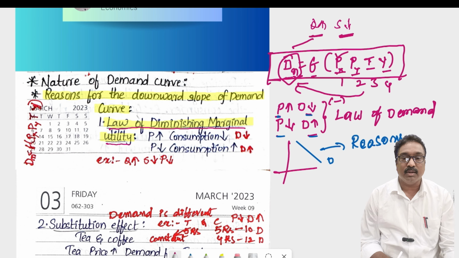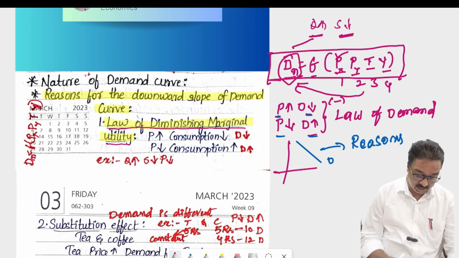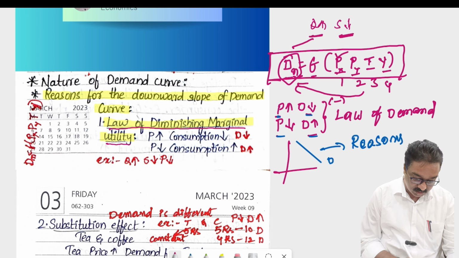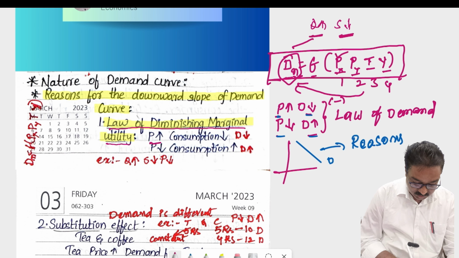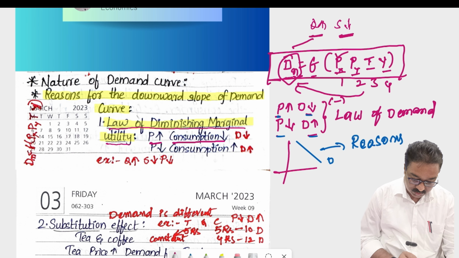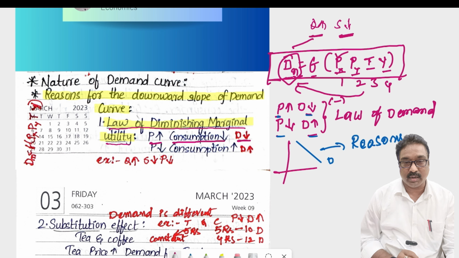Law of diminishing marginal utility theory. So what is the first reason? If the price increases, consumption will decrease. Consumer consumption decreases, automatically demand also decreases.